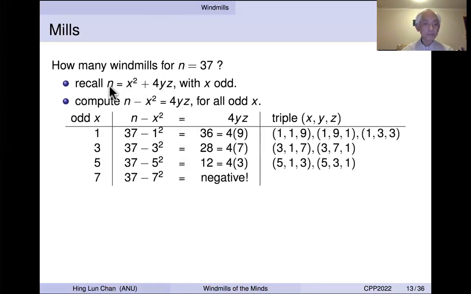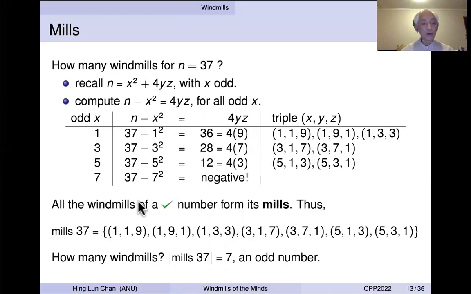Like this. So we arrange the odd x, 1, 3, 5, 7, in a column, compute the differences, and then the difference will be equal to 4yz, and we factorize the y and z to come up with the triple x, y, z, like this, okay? And for a large odd number, the difference will be negative, and that is when we can stop.